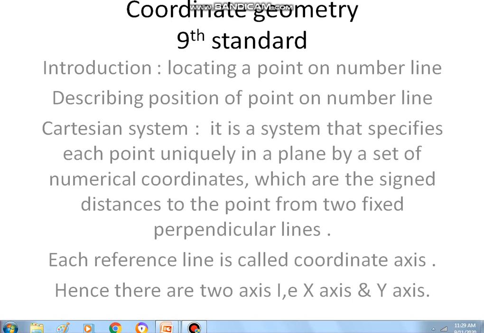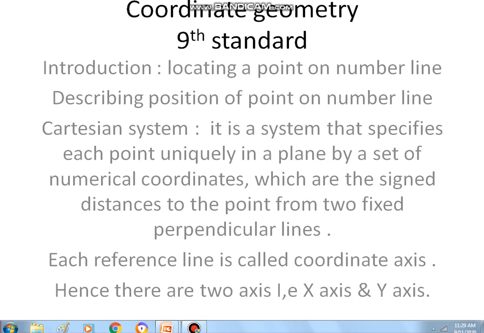Today, we are going to study coordinate geometry. In your basic classes, that is third standard or fourth standard, you have studied locating numbers on the number line. Locate 2, 5, locate minus 3, 6. In that way you had located the numbers. In integers you have studied all those things. In this class also we will discuss all those things.